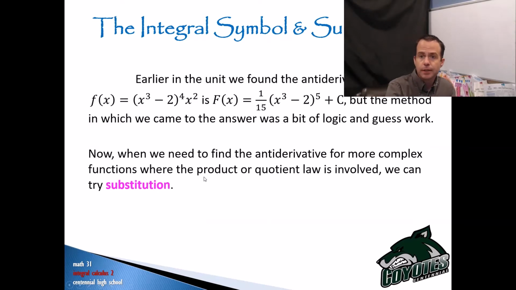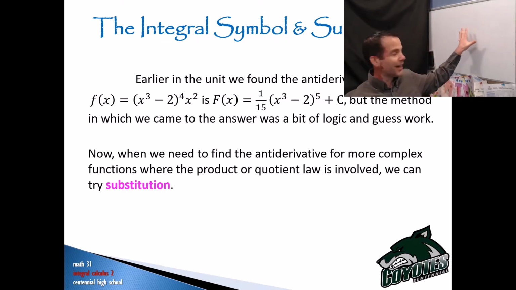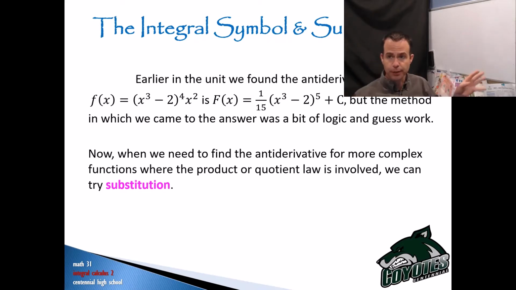Earlier in this unit, we found that the antiderivative of f of x equals x cubed minus 2, all to the 4, times x squared was big F of x equals 1 over 15 times x cubed minus 2 to the 5, plus c. And if you'll recall, I did a guess and check method over on the board with you for that one, okay? The method in which we came to the answer was a bit of logic and guesswork. So now we're going to try and find the antiderivative for more complex functions where the product and quotient law is involved, and we're going to do it by a process of substitution.